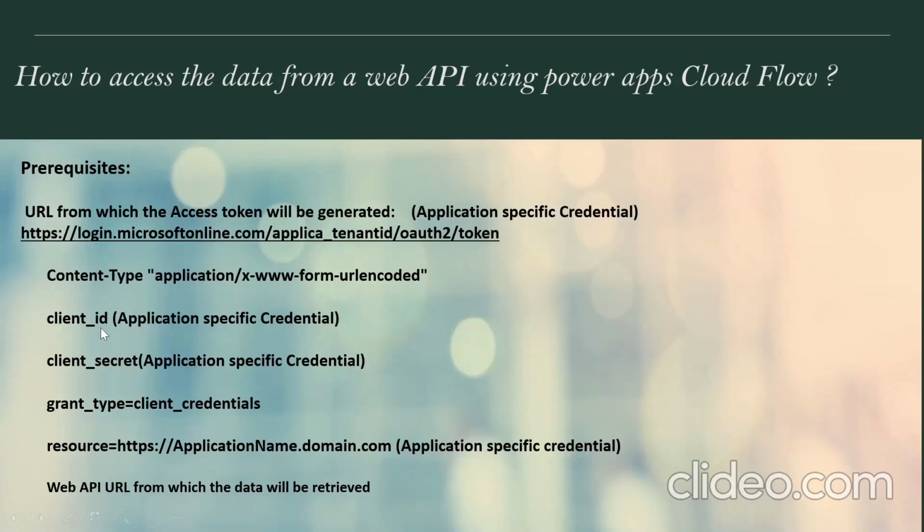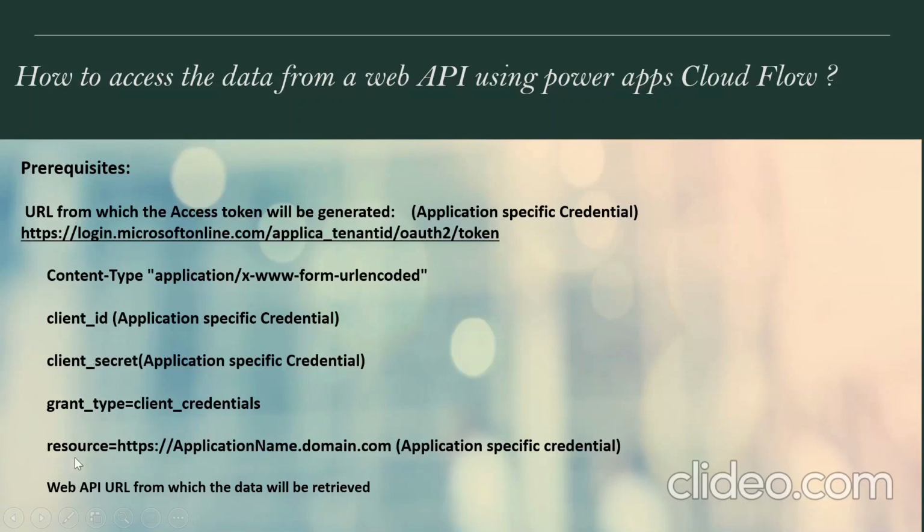Next is a client ID and client secret. These two will be unique for each application. It's like a password for the application, so both client ID and client secret are application specific credentials. Grant type is another attribute which we'll be using, and we will mention it as client credentials because we are using the client ID and client secret of the application.